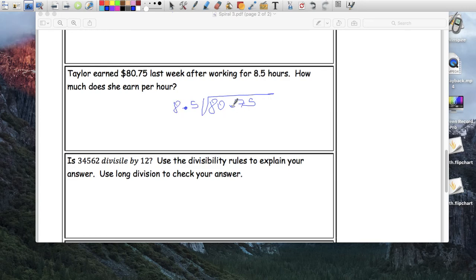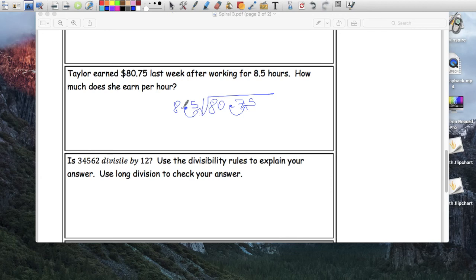So if you remember anything about division of decimals, to make life easier, one of the tricks we have is to move the decimal 1 over, so that it becomes a whole number. In essence, we're multiplying 8.5 times 10 to make it an 85, which is a whole number. And if I multiply the outside by 10, I must multiply the inside by 10 as well.